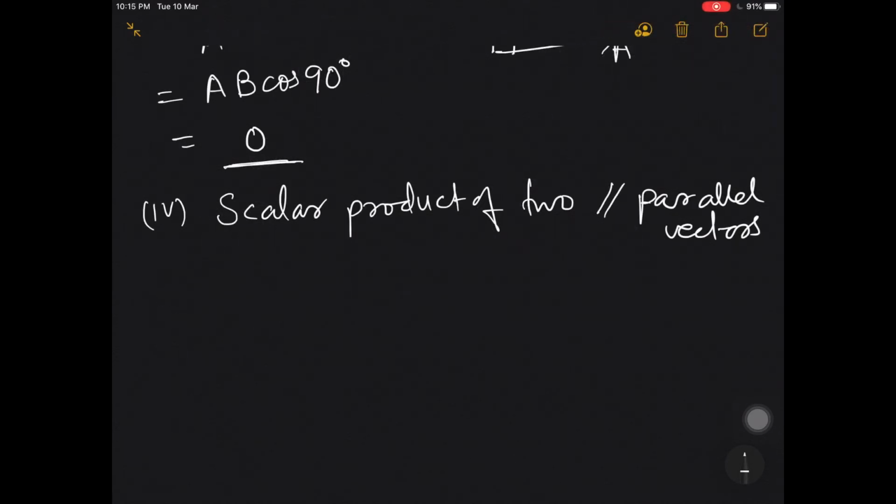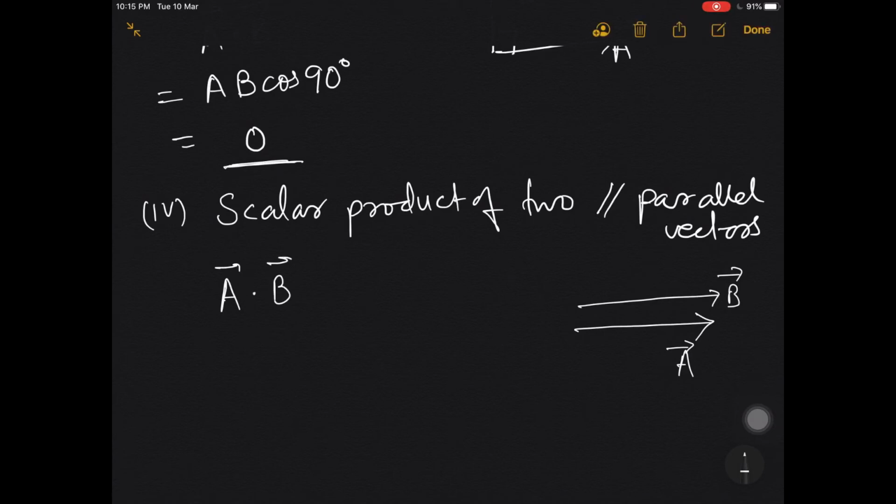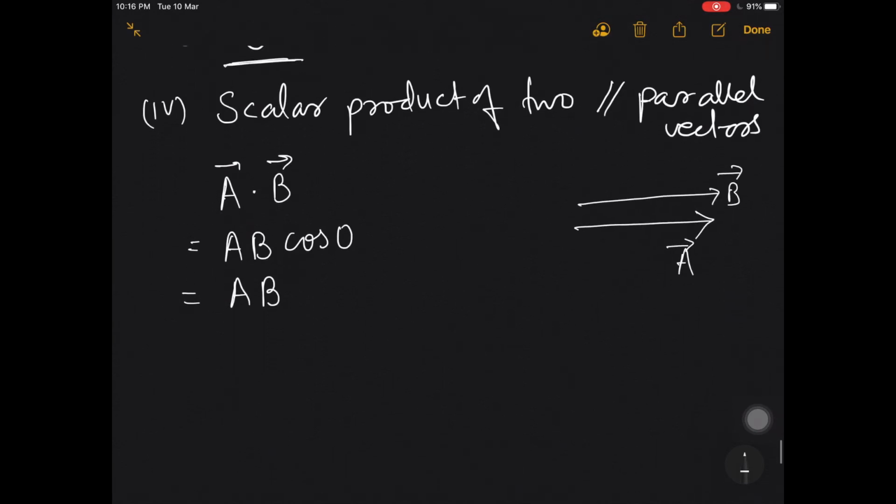Similarly, we can calculate the scalar product of two parallel vectors. I have two vectors here, A and vector B. Clearly the angle between them is 0 degree. So let us find out the scalar product. A dot B is AB cos 0, and we all know cos 0 is 1, so it is simply going to be AB, the product of their magnitudes.